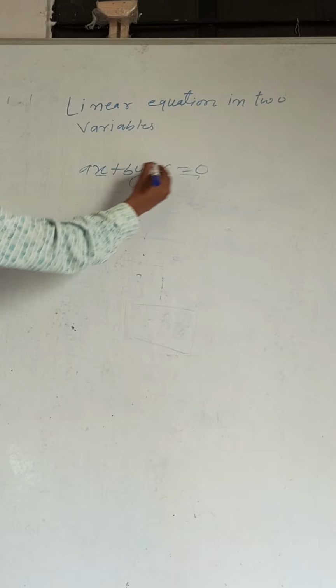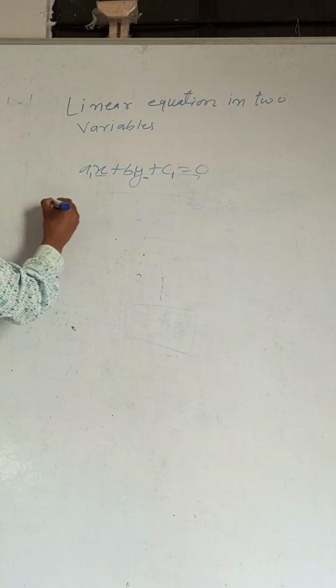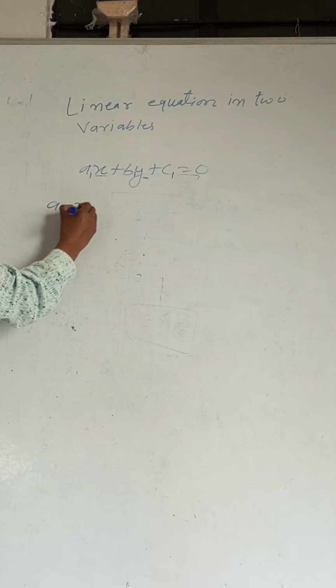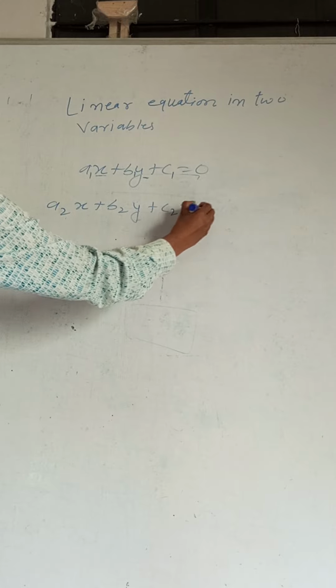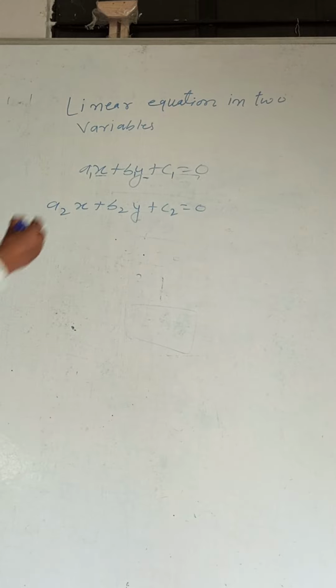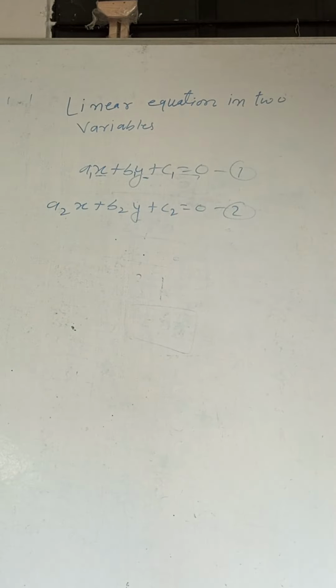So here this is one equation, and we are writing a1, b1, c1. Another equation we can write as a2 x plus b2 y plus c2 is equal to 0. This we can call the first equation, and this is called the second equation. Because of two variables, we make two equations. So we can find the solutions.